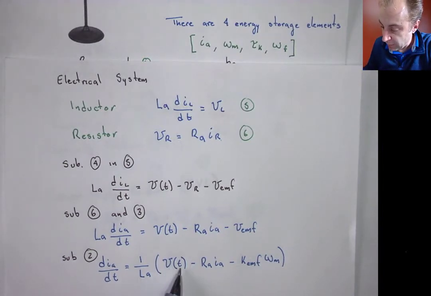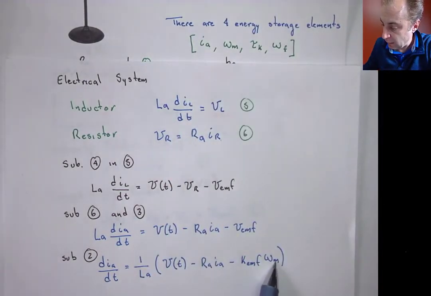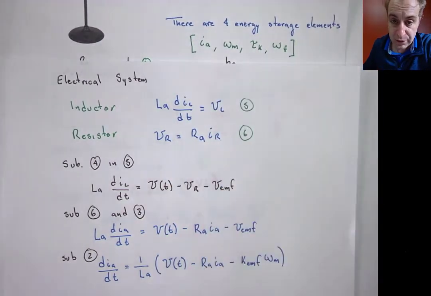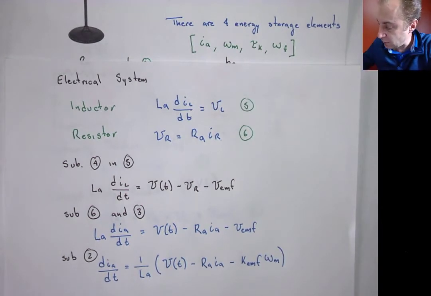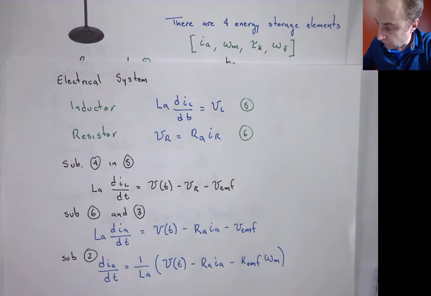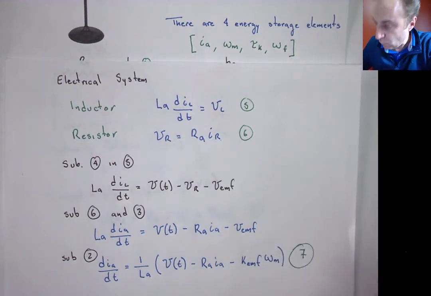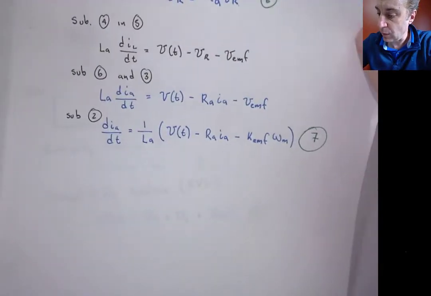So we have an input. Here we have coefficients, so that's okay. Then we have the armature current, which is one of the state variables. And then we have omega m, which is another state variable. So now this is going to be one of the state equations that we need. We'll define that as equation 7.